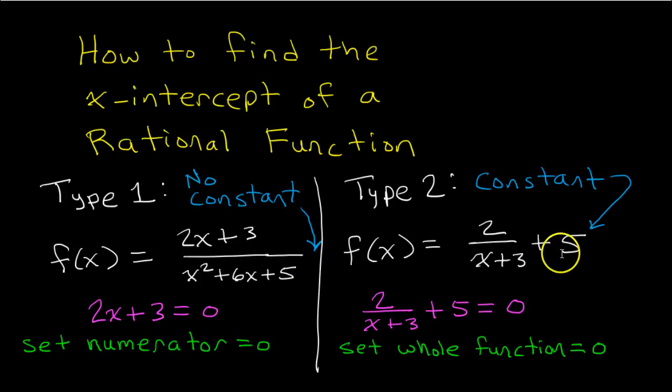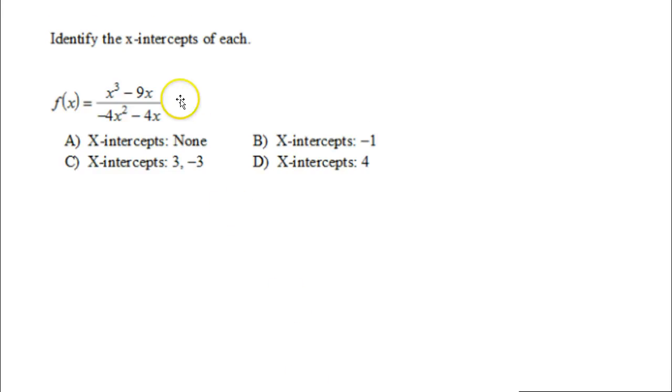If there's no constant on the end, then you can just set the numerator equal to 0. If there is a constant on the end, then you have to set the entire function equal to 0 and solve. So in this case, there is no constant on the end, so we should be able to just set the numerator equal to 0 and solve.